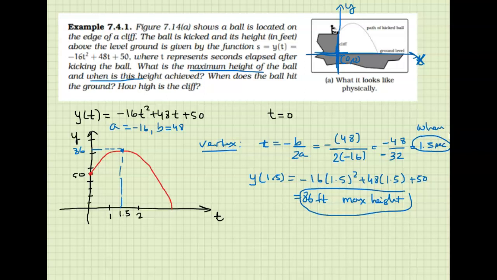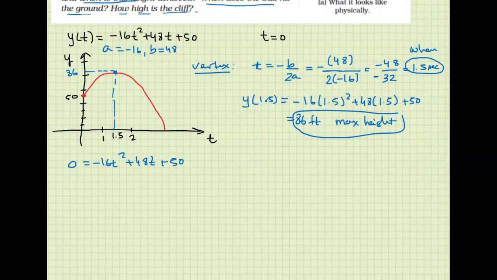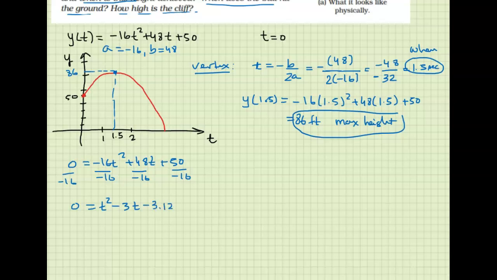Now the next question, when does the ball hit the ground and how high is the cliff? So the ball hits the ground when the height is 0. Okay, so you plug in y is 0. So 0 equals negative 16t squared plus 48t plus 50. And we can solve that quadratic equation. Let's divide everything by negative 16 just to have smaller numbers. So we have 0 is t squared minus 3t minus 3.125, since 50 divided by 16 gives me 3.125.